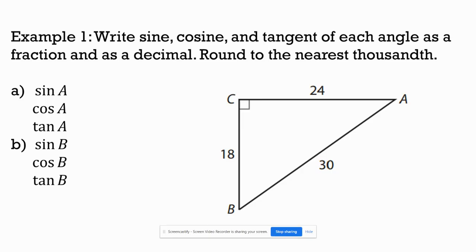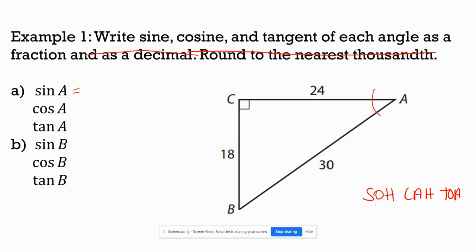Let's go ahead and do a couple of problems. So for example 1, we're asked to write the sine, cosine, and tangent of each angle as a fraction. We're not going to worry about the decimal part, okay, guys? So we don't even need to worry about rounding either. Here we go. So to write these as a fraction, I am asked to start off by finding sine of A. And again, my acronym is SOHCAHTOA.